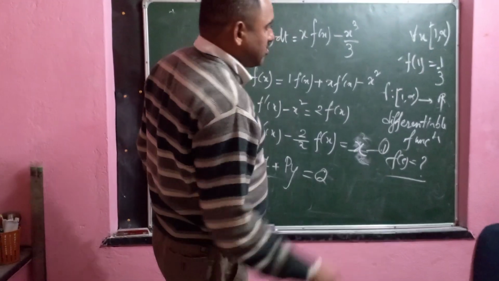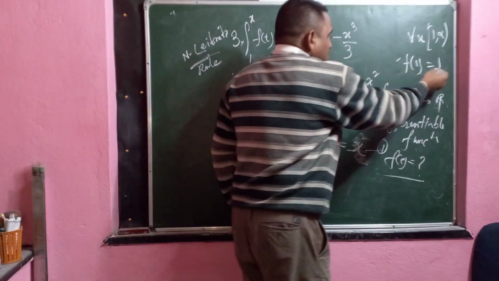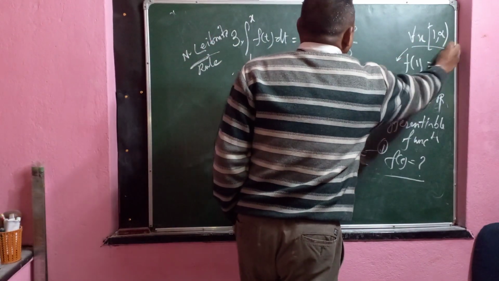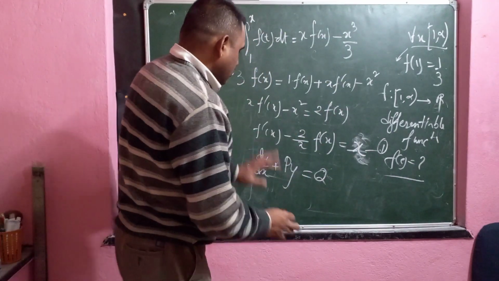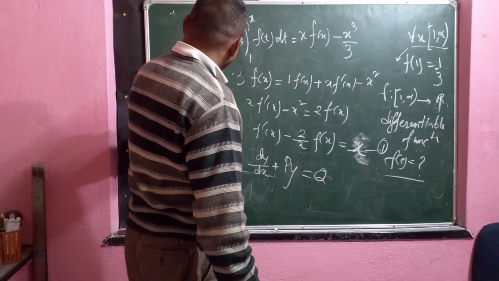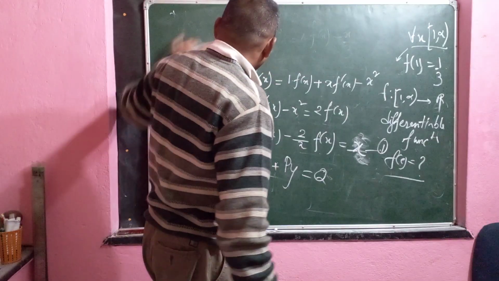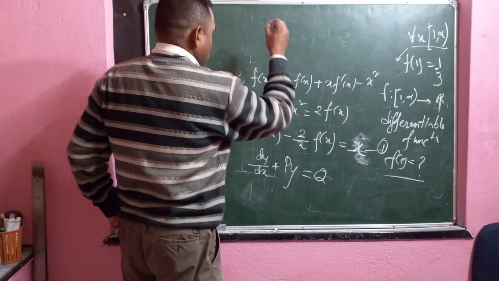This function is differentiable, continuous, and f(1) equals 1 by 3 is given for all x, and you have to calculate f(e) or something other. The main thing is to calculate fx. How will you do it? That question is the shadow question. This is the main one.